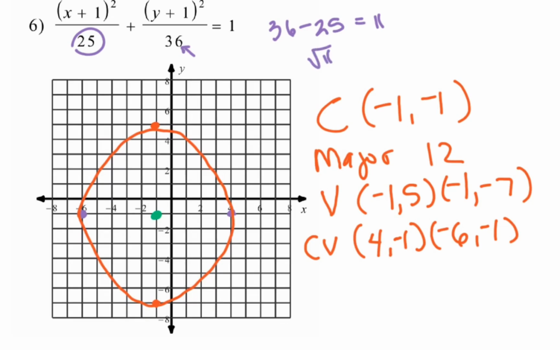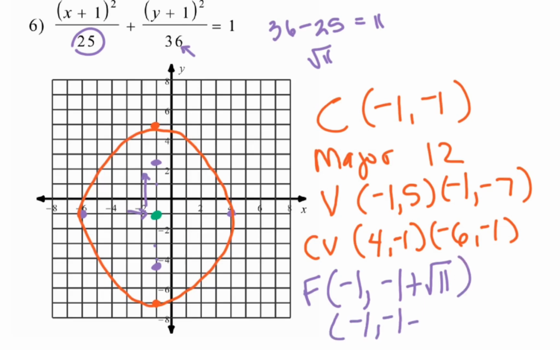If I get my calculator and I find the square root of 11, it is 3.3. So from my center, I'm going to go up 1, 2, 3 and a little bit, and down 1, 2, 3 and a little bit. Those are my foci. So my foci are going to be at -1, and then I started at the green and I went up from there. So it's going to be -1, -1 plus the square root of 11, and -1, -1 minus the square root of 11. And so that's how you graph an ellipse. That's how you read the information from the equation. And then the next part is going to be the hyperbolas.